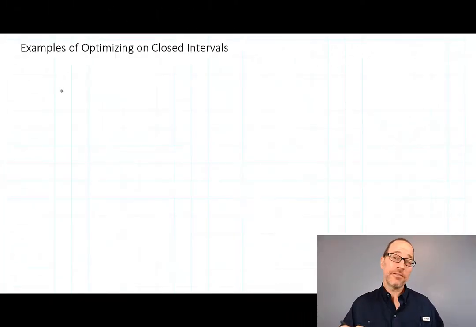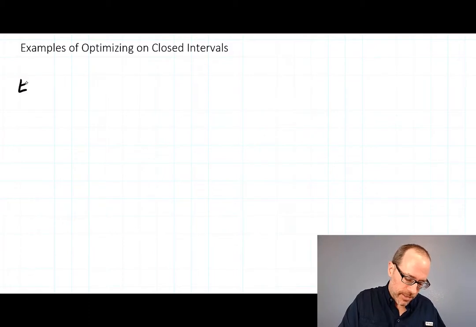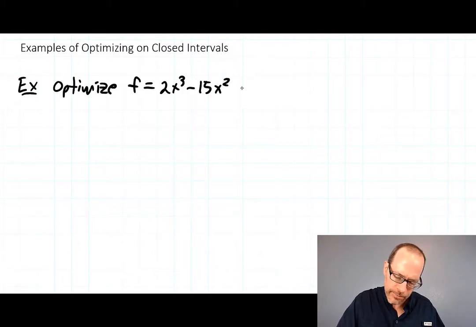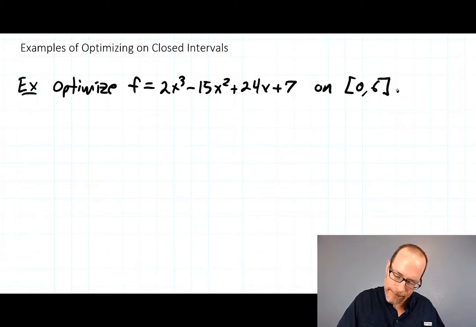All right, welcome back. Let's do some examples of optimizing on a closed interval. So here's the problem. Optimize the function f equal to 2x cubed minus 15x squared plus 24x plus 7 on the interval 0 to 6. Okay? So I have to find all the critical points first.